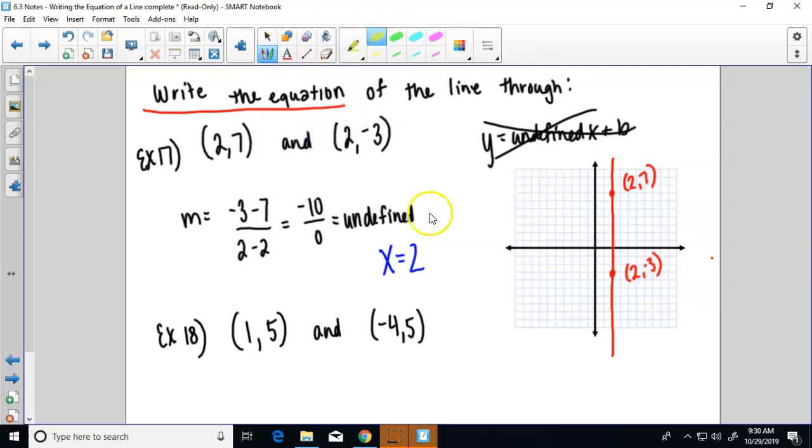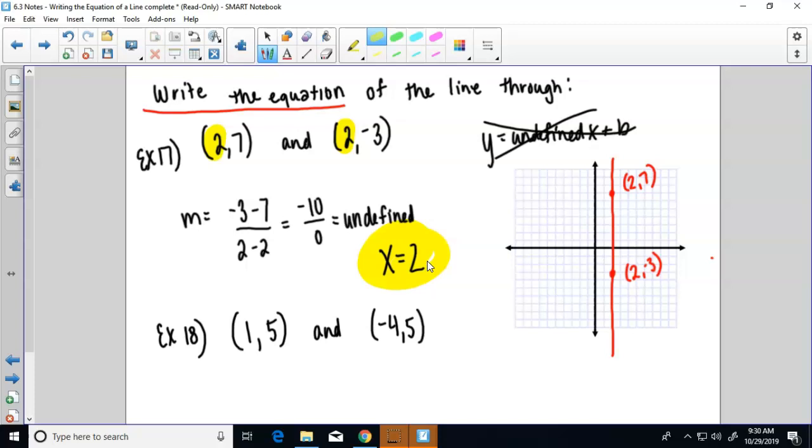If you get undefined as your slope, look back at your points. Look at the coordinates. Find out which ones are the same, because some of them were the same for this to equal undefined. And then, which coordinate is that, x or y coordinate? It's your x coordinate. So your answer is x equals 2.